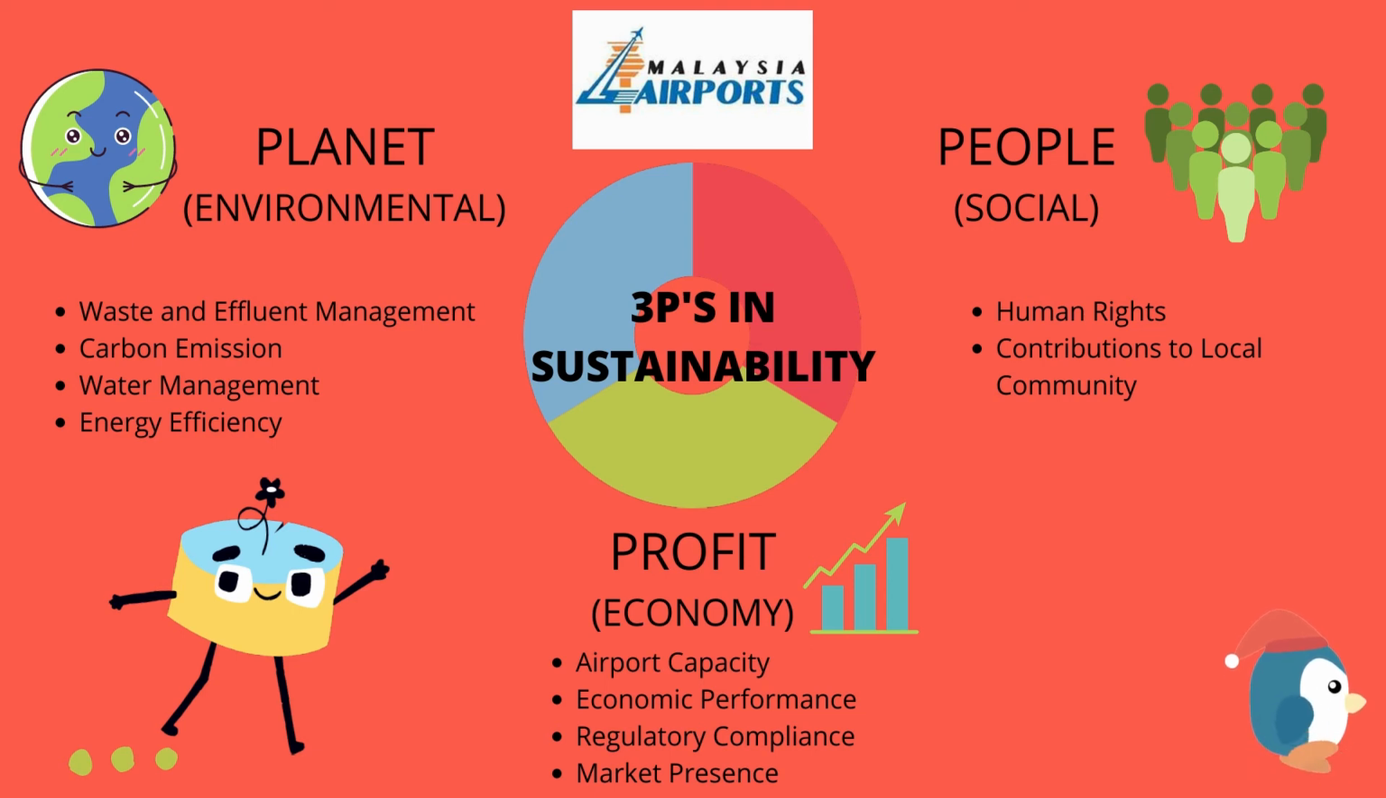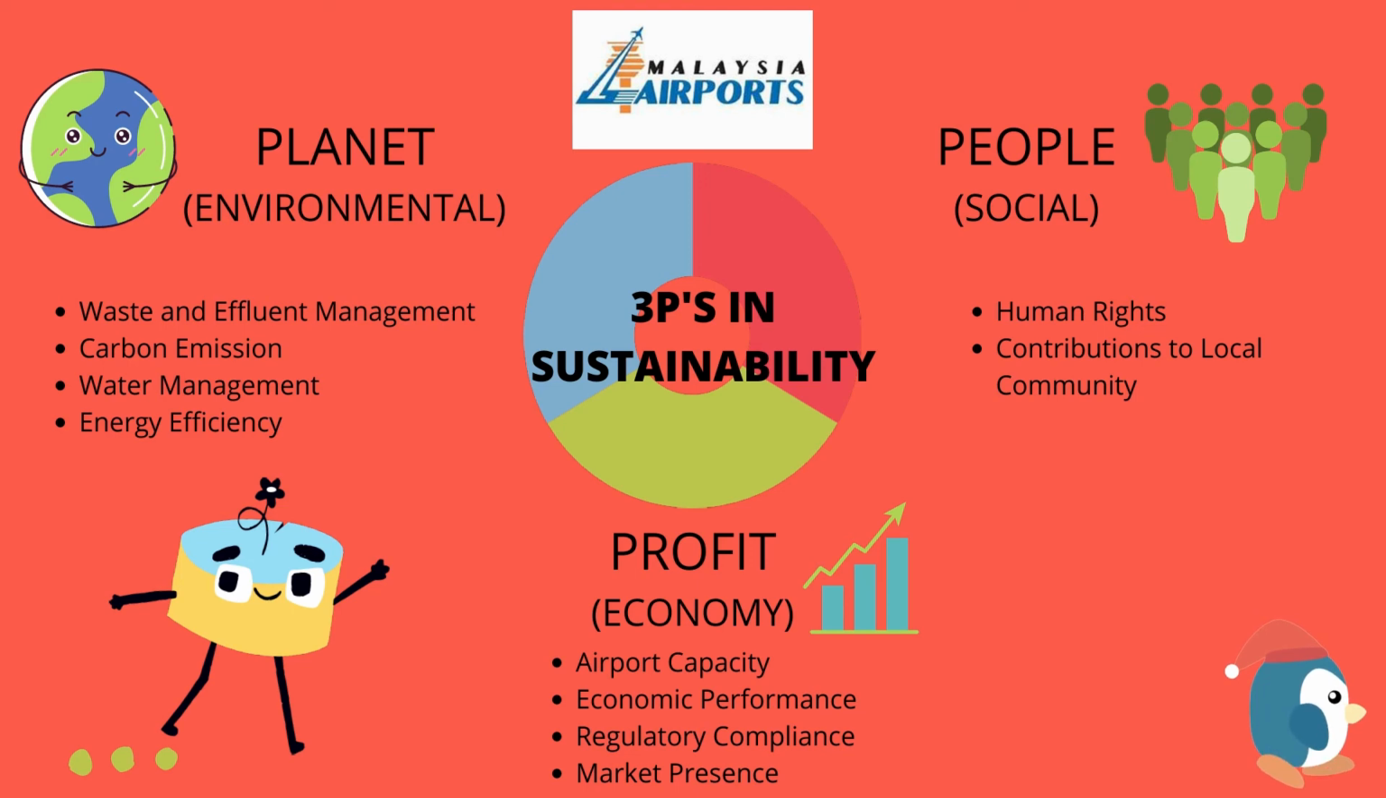The second P is people, which is focusing on social. In this company, they are focusing on human rights and contribution to the local community. And the last P is profit, which contributes to the economy. The first profit area is airport capacity, and the second is economic performance. The third is regulatory compliance, and the last one is market presence.